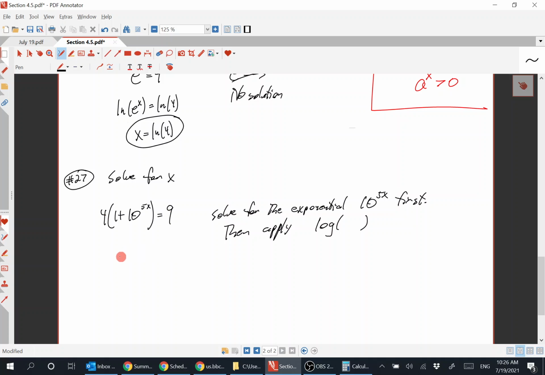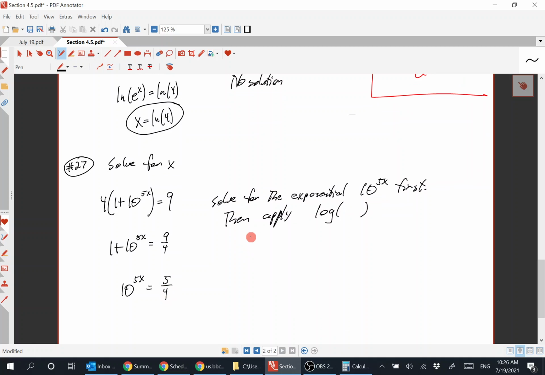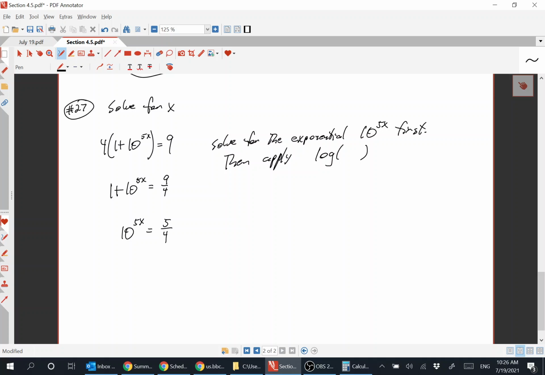So I'll divide by 4 first off. So 1 plus 10 to the 5x equals 9/4. And then I'll subtract 1 from each side. So 9/4 minus 1 is 5/4. Now I can apply log to each side. It's base 10, so it would be a natural choice to use the log base 10 if you wanted. You don't have to. You can use the natural log. Let's start with the log base 10. I'll show you how you can use the natural log. So let's apply log base 10 to each side.